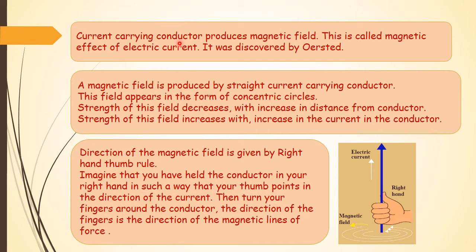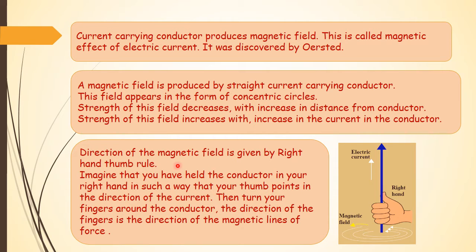Current carrying conductor produces magnetic field. This is called magnetic effect of electric current. It was discovered by Ørsted. A magnetic field is produced by straight current carrying conductor. This field appears in the form of concentric circles. Strength of this field decreases with increase in distance from conductor. Strength of this field increases with increase in the current in the conductor.